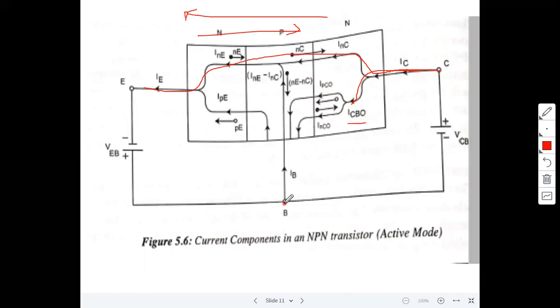Here we described only ICBO. Why? Because base is common, CB configuration. Here holes, as majority carriers, cross here. For electrons, majority carriers cross here. So this is the hole current and this is the electron current. So ICBO is the sum of IPCO and INCO, IPCO due to holes and INCO due to electrons.